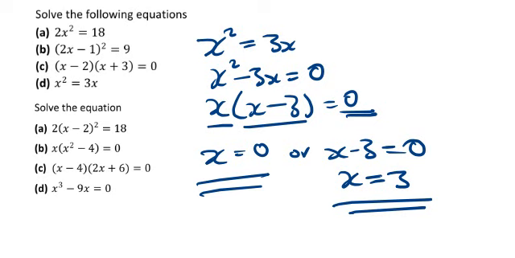For the next question, it is saying 2 open bracket x minus 2 close bracket squared is equals to 18. We can pause the video and then you also try it.